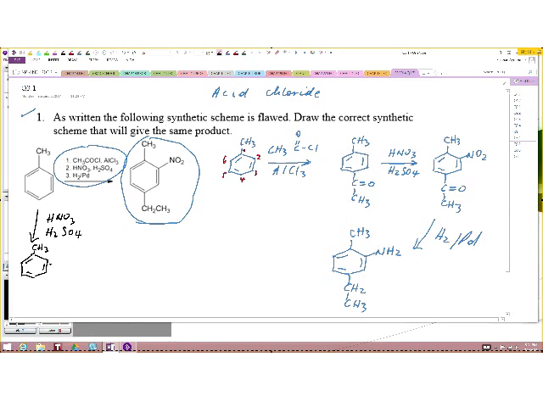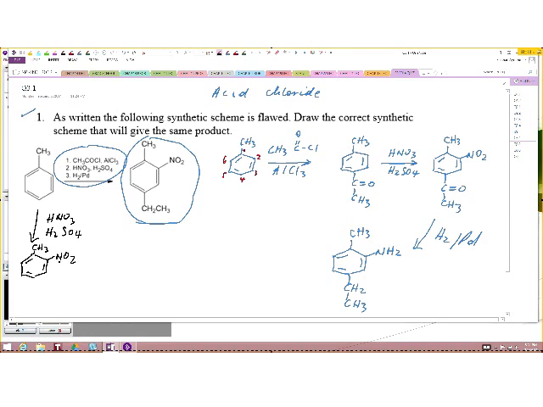Okay, nitration, so where do you expect the nitro to go? 2 position, okay. Well, we take that. Okay, then what do you do now? What do you do?